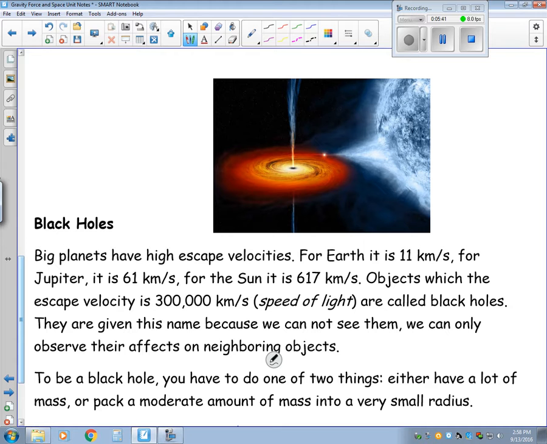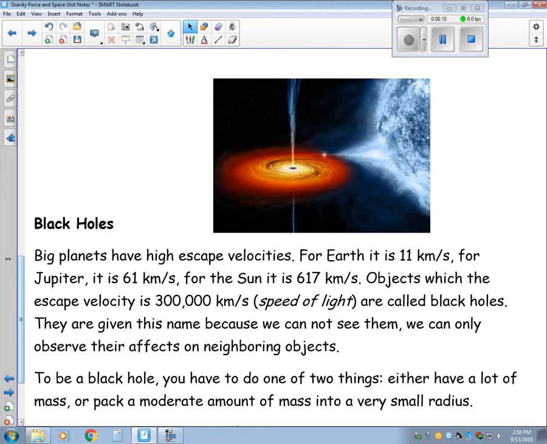All right, now, we've discussed a few things before about escape velocities. For Earth, the escape velocity is 11 kilometers per second. For Jupiter, which is much bigger than Earth, it's 61 kilometers per second. And for the Sun, it's 617 kilometers per second. If you wished to leave our solar system, you would need a velocity of 617 kilometers per second.